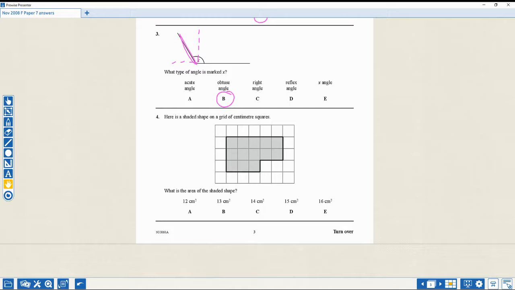And question number 4 says, here's a shaded shape on a grid of centimetre squares. What's the area? So quite simply, count the centimetre squares. 1, 2, 3, 4, 5, 6, 7, 8, 9, 10, 11, 12, 13 centimetres squared. Okay, next page.